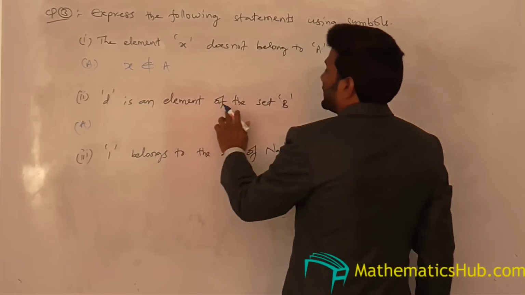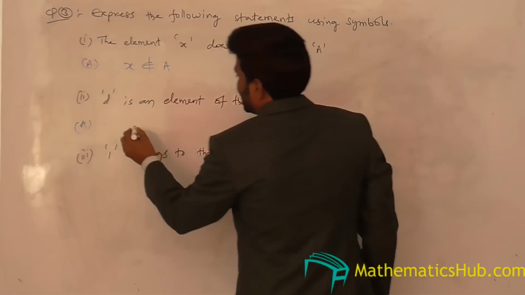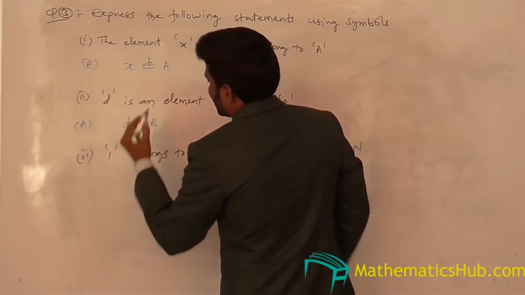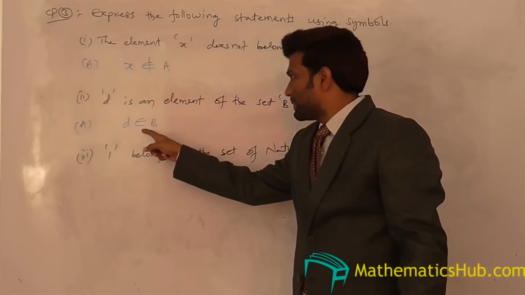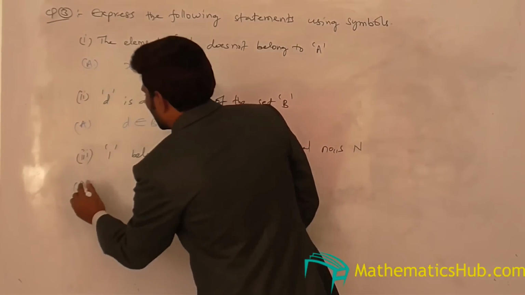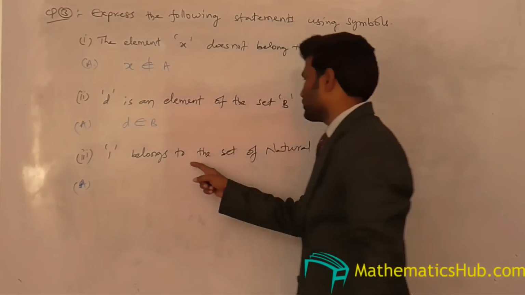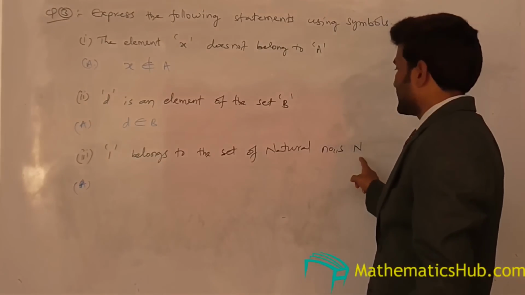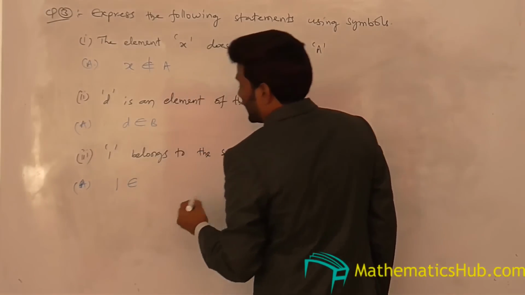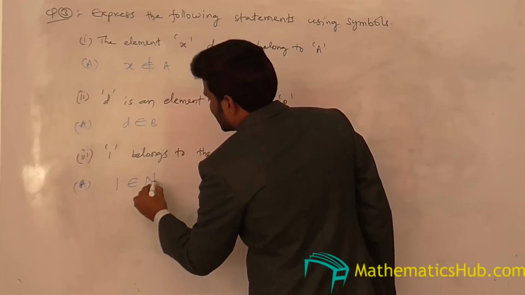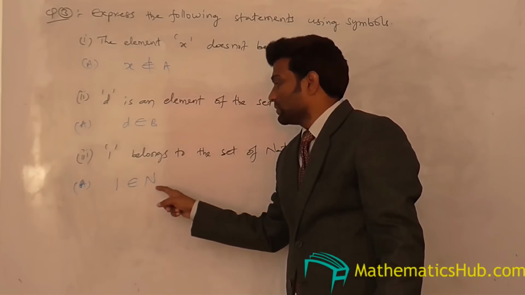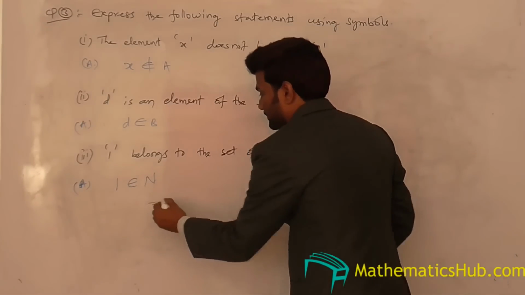d is an element of set B, which means d belongs to set B. d is an element which belongs to set B. 1 belongs to the set of natural numbers N, which means 1 is an element which belongs to the set of natural numbers N.